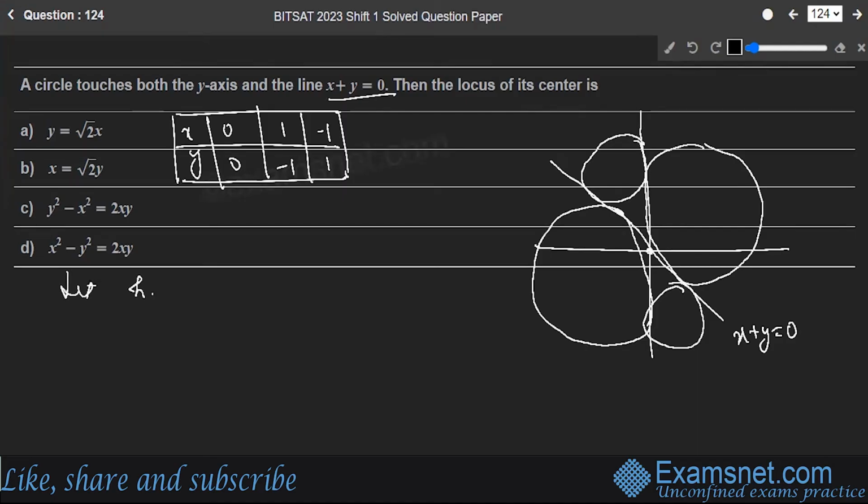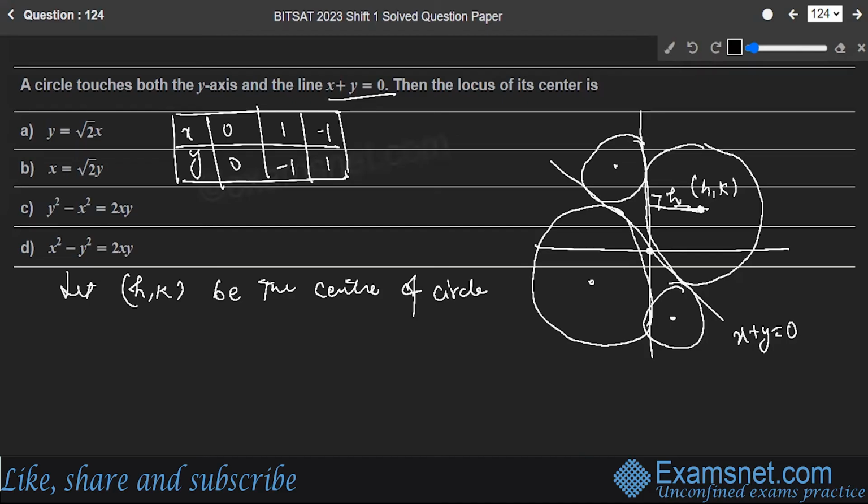Let's say this is the center of the circle. Let h, k be the center of the circle. I'm just writing it over here. It may be this, it may be this, it may be this, like anyone. Generally, if I'm writing this as h, k, this is h. So that means the radius is equal to h.